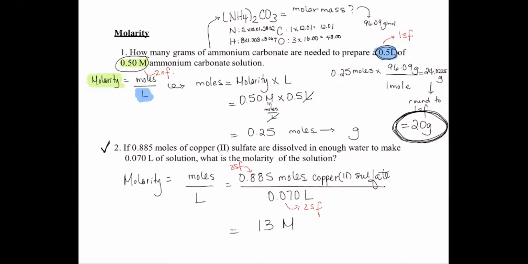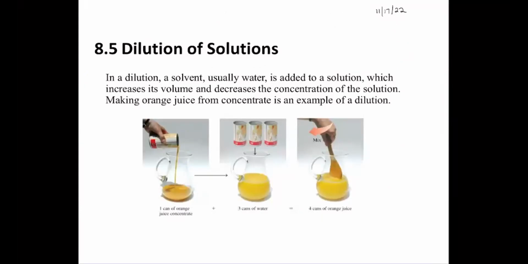Now, continuing on with the topics of chapter 8, the next thing that we need to mention is dilution. Dilution is a process in which a solvent is added to the initial solution. When you dilute and add more solvent, what you're doing overall is essentially increasing the volume of the solution, and that is decreasing the concentration of the solution.